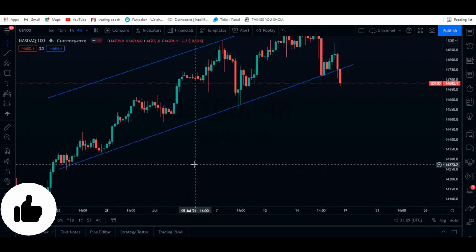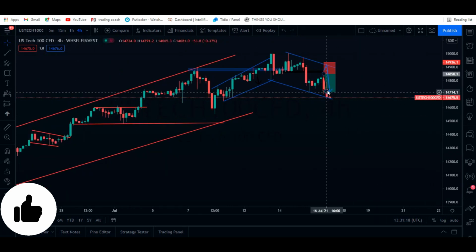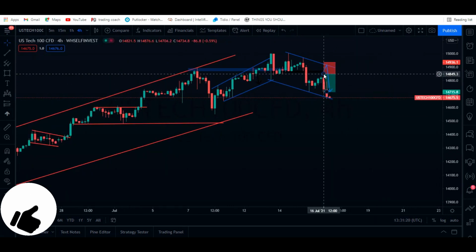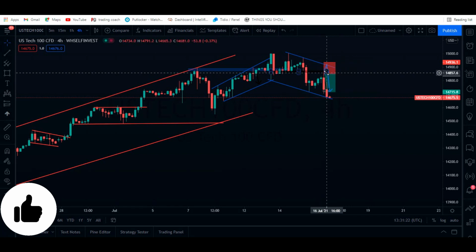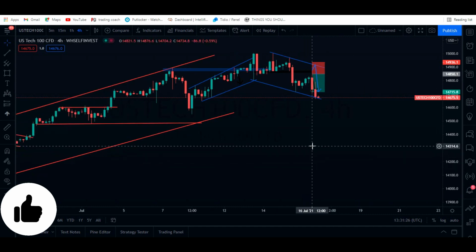Let me show you something. So me and my team managed to get this position right here. As you can see, we sold somewhere around these areas and then it went down to hit our take profit right there.